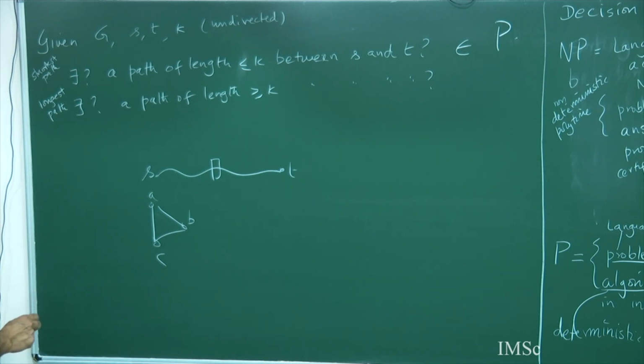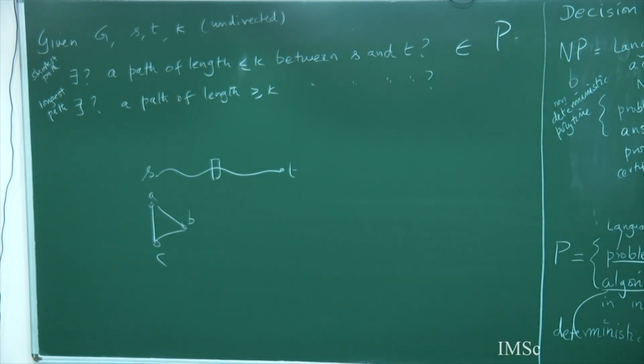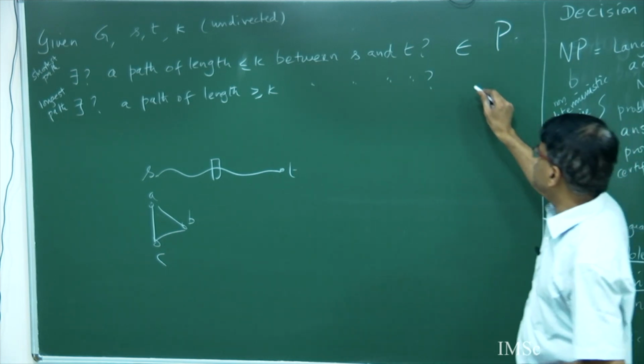But is it in NP? Yes. What would be a proof you can give? You give me a sequence of vertices, and my job is just to check that every adjacent pair is adjacent and the total length is at least k. So the yes answer has a poly-length proof, which is the sequence of vertices, which I can verify in polynomial time. So this problem is in NP.